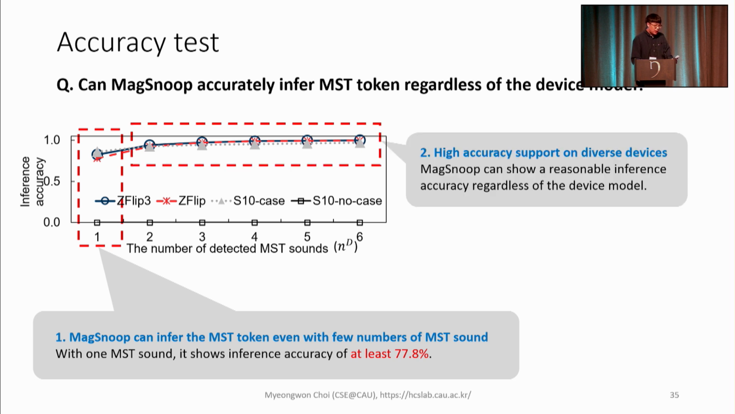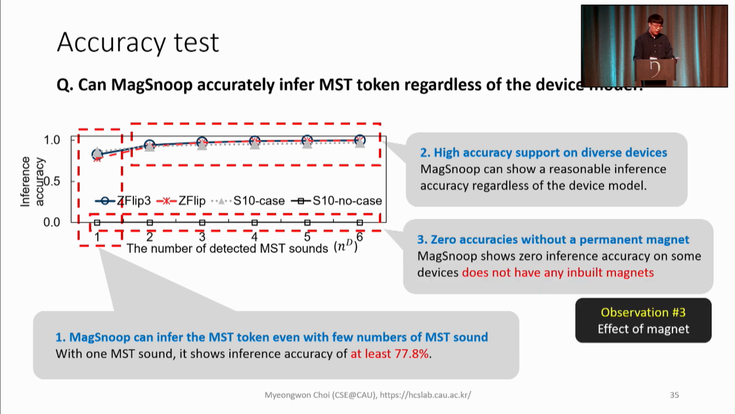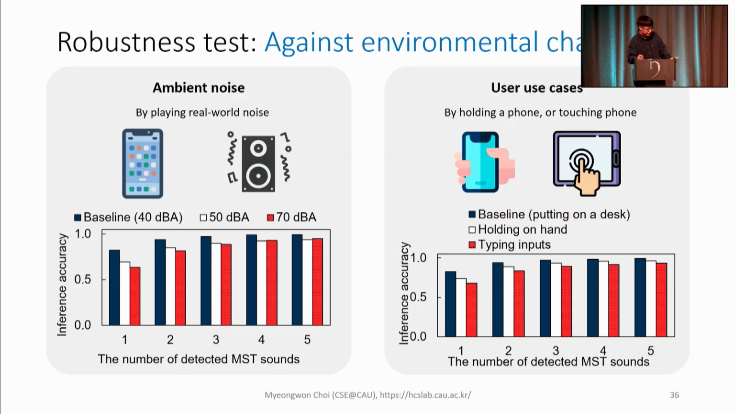And with any device model except the S10 without the cover case, MagSnoop shows a significant level of accuracy. This is because we designed the system to be applicable to various device models in our device adaptive feature extraction part. On the other hand, without the magnetic case, S10 shows 0% accuracy. This is because magnetostriction is not strong enough to generate the MST sound without a magnet inside the phone.